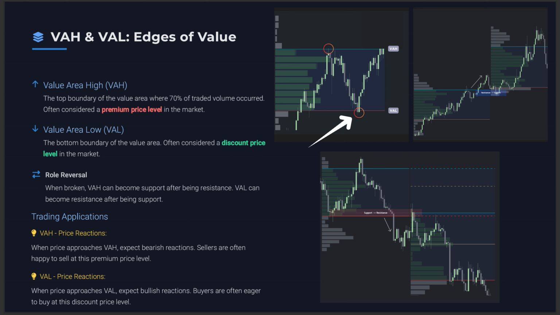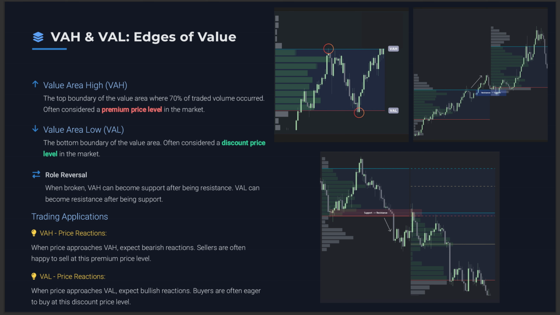What do we typically see at the VAL? Bullish reactions. Buyers step in because they see these lower prices as cheap compared to where most of the volume transacted. Just like the VAH, if the VAL is broken, it often becomes resistance on any retest.